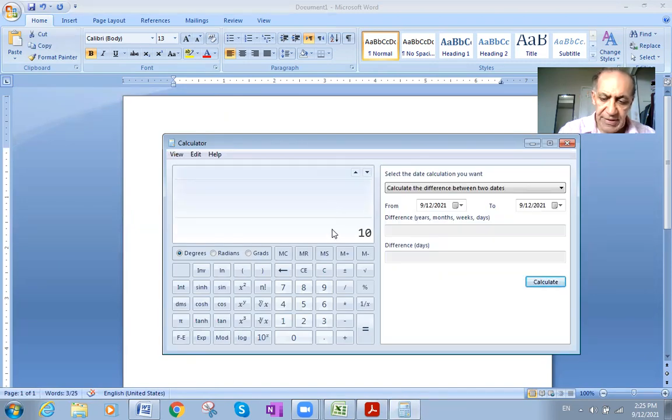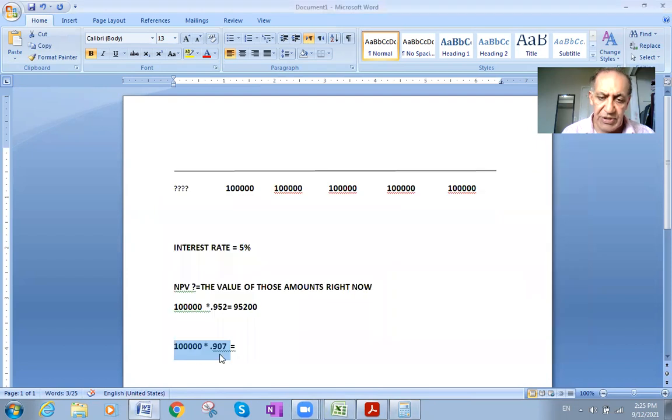Let us say here 100,000 times 0.907. That will equal 90,700. Then I will take this number, edit copy, and go to the second year and put it as well. So it will be $90,700. This will be for the second year.